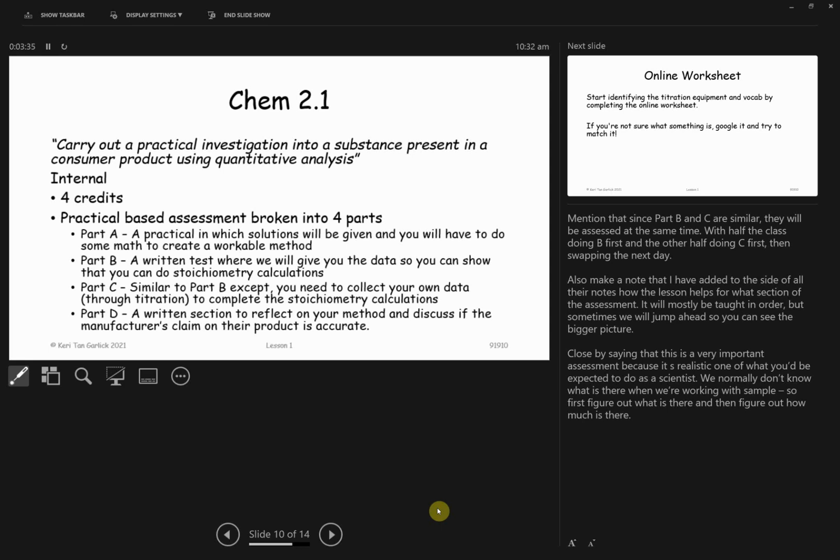The other good news about this assessment is, if you're aiming for merit or achieved, it is a little bit more forgiving. From memory, if you screw up part A, there is an opportunity in part D to fix it. If you are aiming for a merit, you just need to do the calculation once properly, either B or C. If you get the calculation wrong, you can still get a merit.